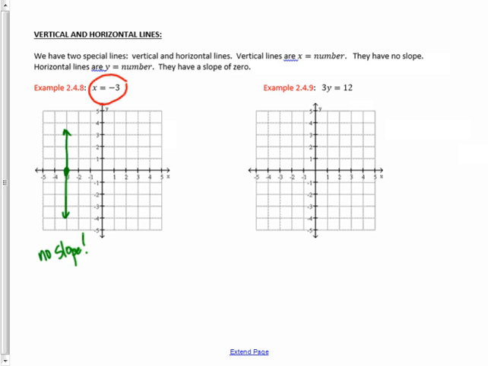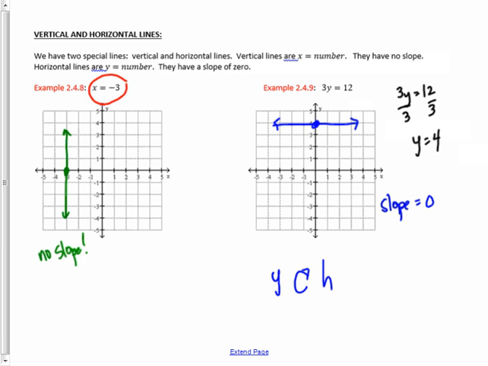The problem with this one is the y is not by itself, but if I divided both sides by 3, y is what? 4. So when you don't have an x, when you just have y, these are horizontal, so you go to where y is 4, and you cut it with a horizontal line. These have slope equal to 0. A lot of people remember that a y is horizontal because if you flip it upside down, you get an h, and you can remember y and horizontal go together. So if that helps you, great.